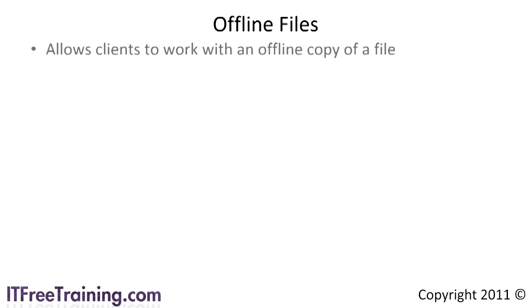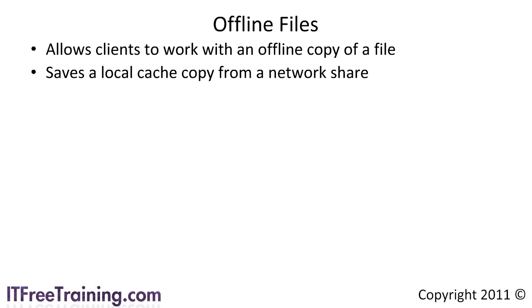Offline files allow clients to work with an offline copy of a file. It does this by saving a local cached copy from the network share. Any changes to these files are synchronized to the server. If you have used offline files before in Windows XP, you may remember the system as a simple system that allows you to access files when not connected to the network and then syncs the changes back again when you reconnect. Offline files are very noticeable to the user and not very transparent.